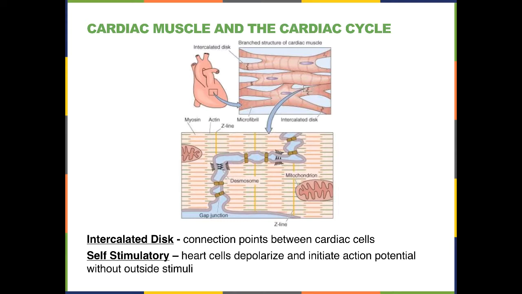The heart is also unique in that it's self-stimulatory. And what that means is that heart muscle cells depolarize by themselves without any input from any outside source. And so a heart cell, if left alone, will slowly depolarize and then initiate an action potential without outside stimulus. And the frequency of these action potentials depends on where in the heart the cells are. If they're in the atria, they're much more rapid than if they're in the ventricles.